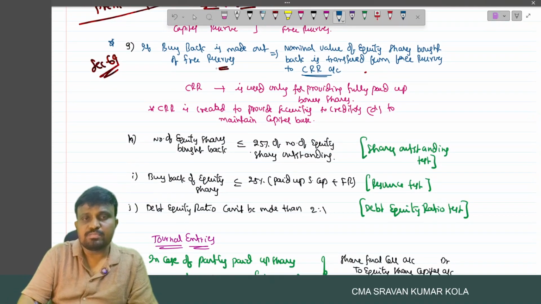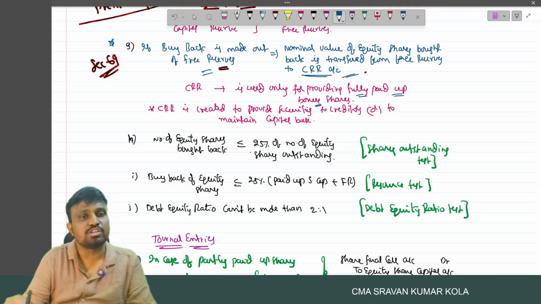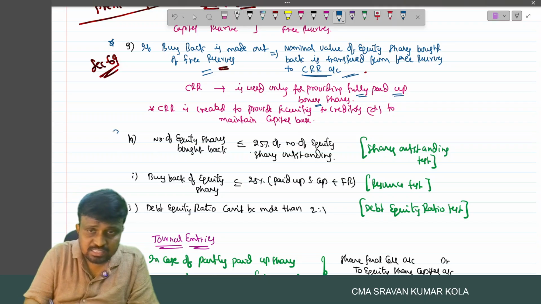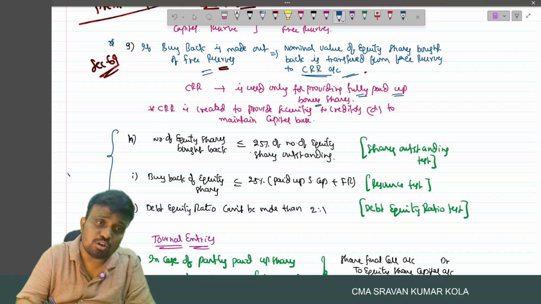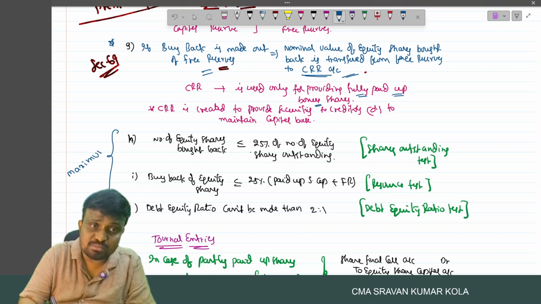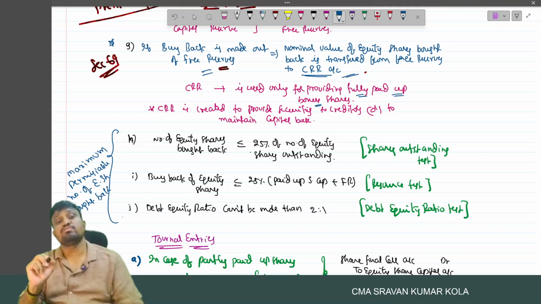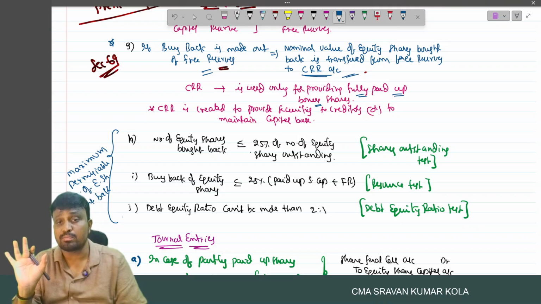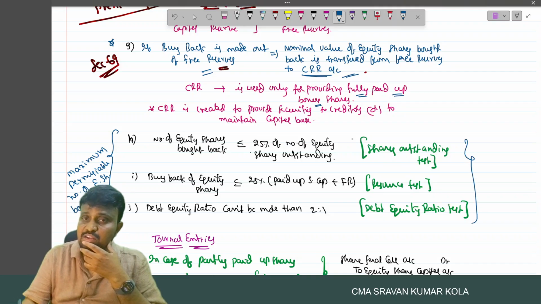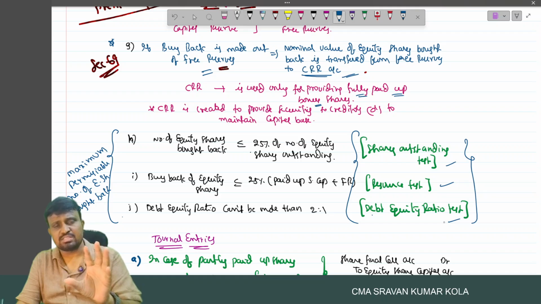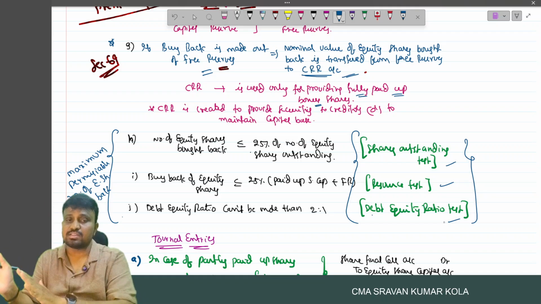So if the buyback is made out of the free reserve, then CRR has to be created, and CRR is used only for issue of fully paid up bonus shares. These are the 3 points we have to remember, and these 3 points are also used for calculation of the maximum permissible number of equity shares to be bought back. Generally, there are three tests we have: the shares outstanding test, resource test, and debt equity ratio test. Just hold on, we'll discuss these three tests later.